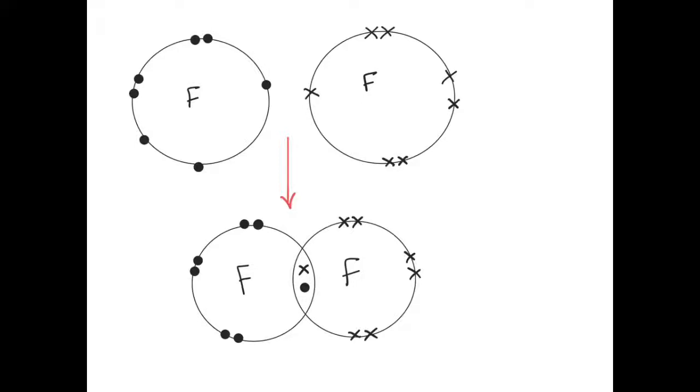Remember, a covalent bond is a shared pair of electrons with the adjacent fluorine, and makes F2. It does this so that each fluorine has a share of 8 electrons. The fluorine on the right hand side has a share of 1, 2, 3, 4, 5, 6, 7, 8 electrons, and the fluorine on the left hand side has 1, 2, 3, 4, 5, 6, 7, 8 electrons.